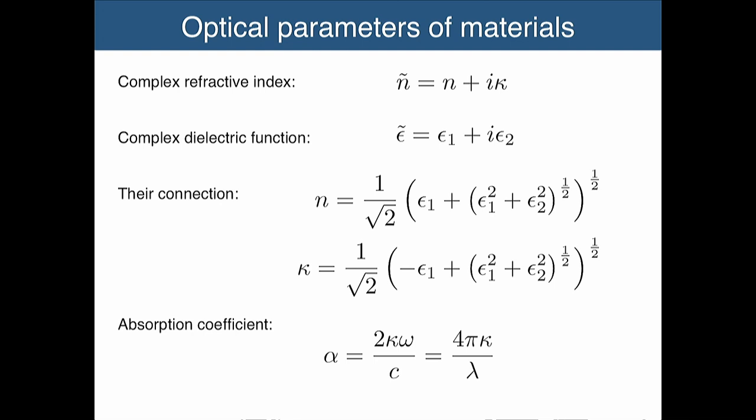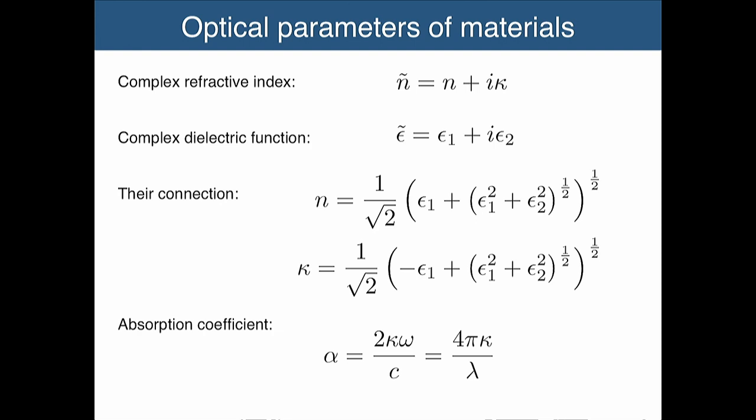You also talk about the complex dielectric function. Again, the real part represents the screening and propagation, while epsilon 2, the imaginary component, is the absorption that we saw earlier in those plots. The two of them are, of course, connected. In the simplest approximation, one is the square root of the other, but if you want the full equation, it's right here. So n and k depend on epsilon 1 and epsilon 2 through these two equations, right?